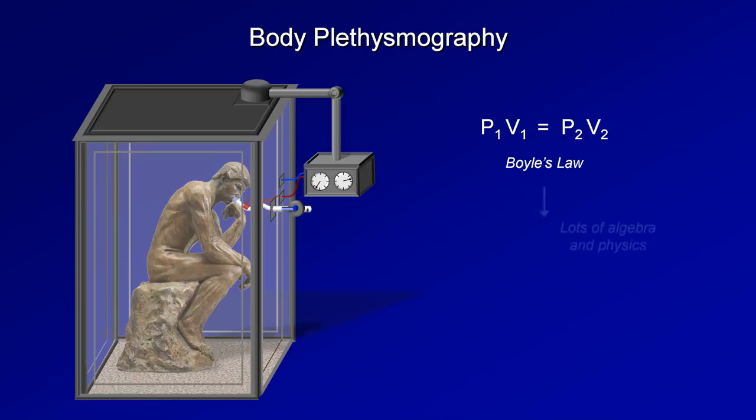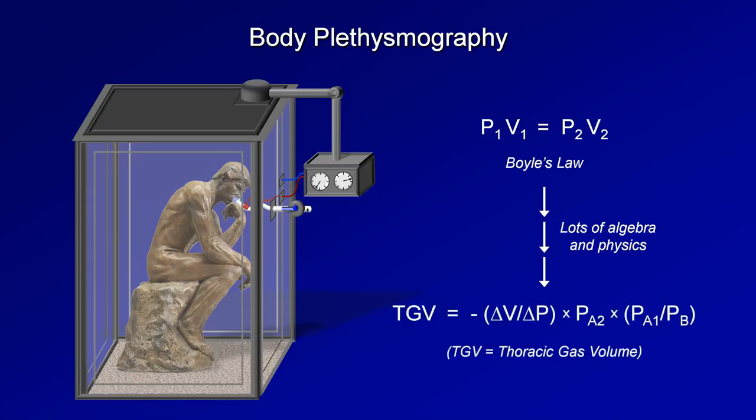Starting with this law and applying some scenario-specific algebra and physics, one ends up with an equation that looks something like this, where TGV stands for thoracic gas volume and is used to determine total lung capacity. Unless you're a PFT lab technician, the details of what these variables stand for, as well as the details of the skipped over steps here, will not be necessary to know for any routine clinical application. While the primary advantage of plethysmography is that it is generally considered to be the most accurate method for determining lung volume, it is also the most expensive by a sizable margin as a result of the box and its assorted peripheral equipment.